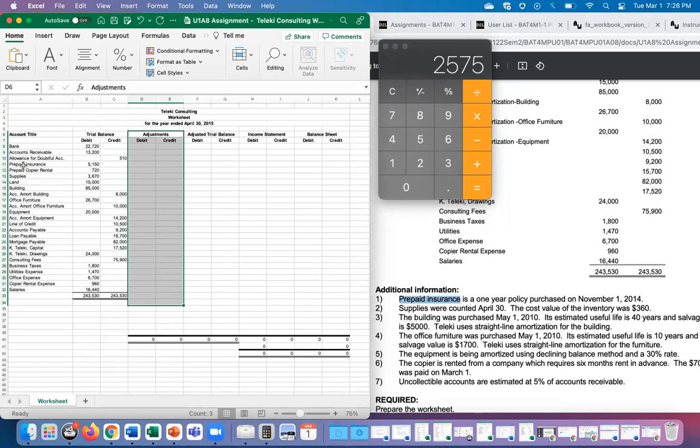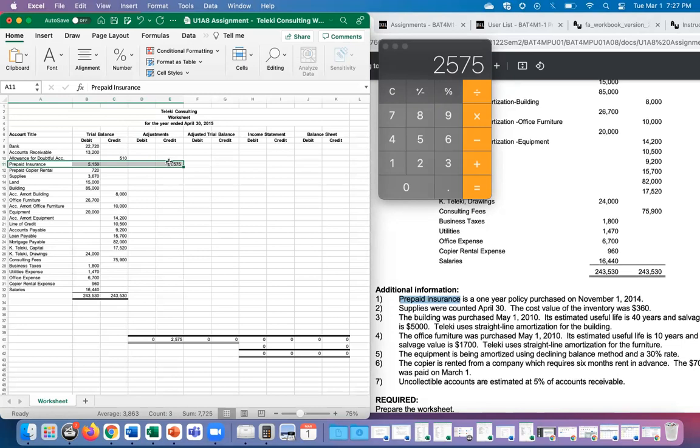So we don't want to think that we still have that on the books. When you subtract from an asset, you credit it, right? So we are crediting an asset, 2,575. That subtracts $2,575 from the prepaid insurance account. That is no longer our money. That is the insurance company's money. All right, good. So now we have that part of the worksheet filled out.